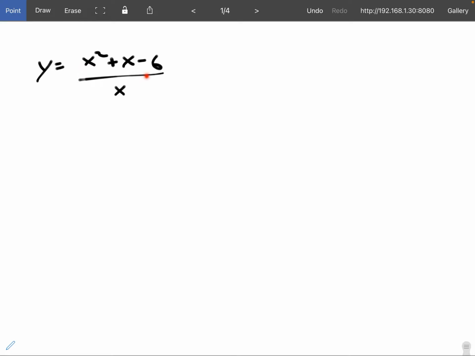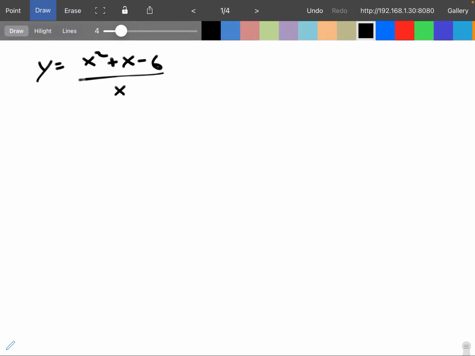What's the highest power you see there in the numerator? Yeah, it's a 2. So the degree of the numerator is 2. And then the denominator, all you have is x. Well, that's x to the first power, right? So the degree of the denominator is 1. So the degree of the numerator is 2, the degree of the denominator is 1.